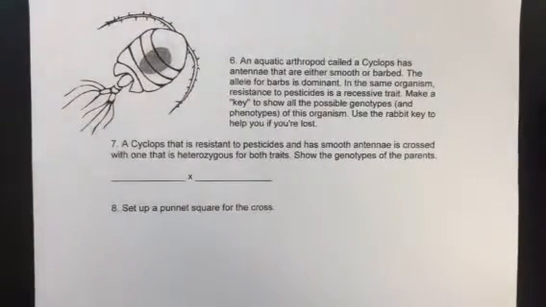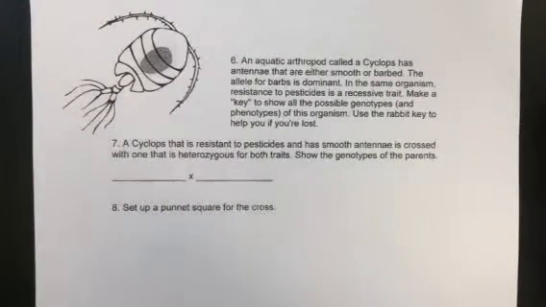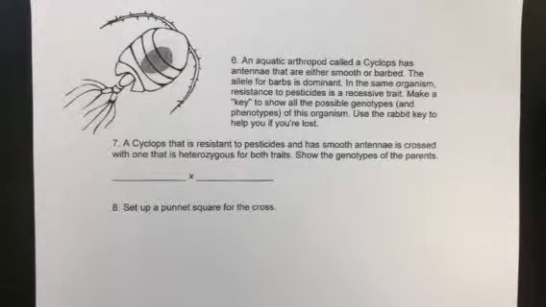Alright, the one with the funny looking little critter, that is a cyclops. And so they give us some information in part 6. An aquatic arthropod called a cyclops has antennae that are either smooth or barbed. The allele for barbed is dominant. In the same organism, resistance to pesticide is a recessive trait. Make a key to show all the possible genotypes and phenotypes of this organism. Use the rabbit key to help you if you are lost.